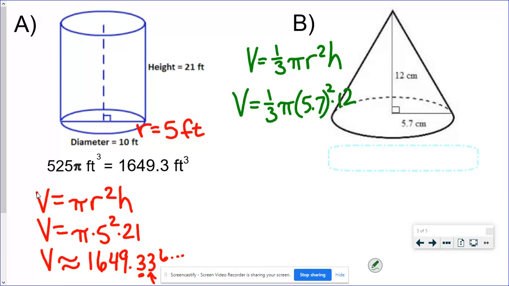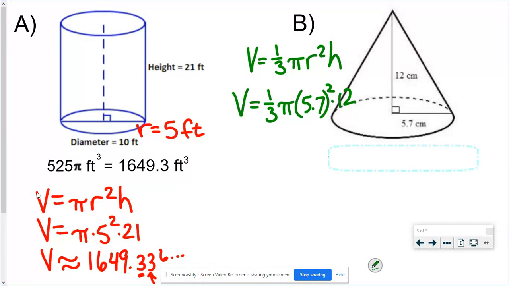I've also mentioned I like to personally do things like cancel the 1/3 with the 12 and make that into a 4. However, if you're going to use your calculator anyway, there's really not a huge advantage to doing that unless you just remember that it's a 4 and then you only have to type that in instead of the times 12 and divide by 3. So 5.7 squared, and then we're going to multiply that times 12 and divide by 3, and then multiply by pi.